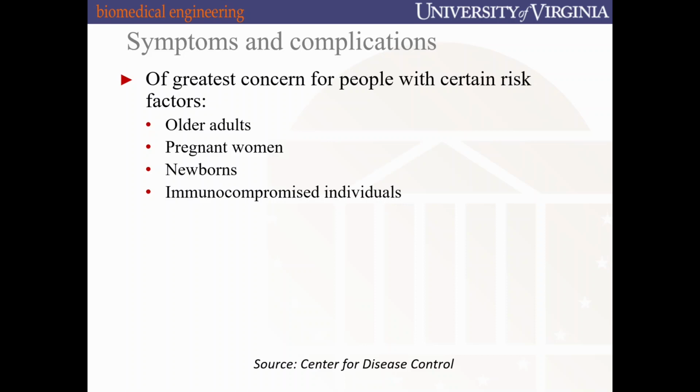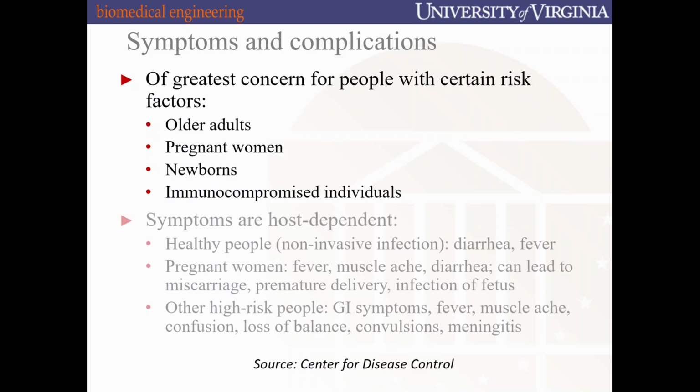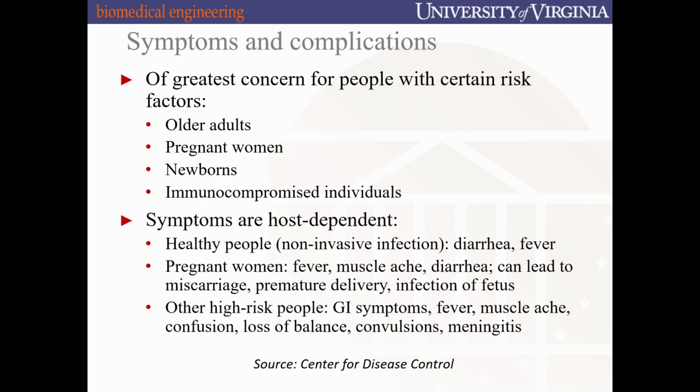These deaths from Listeria infection are more common in older adults, pregnant women, newborns, and immunocompromised individuals. Being in one of these groups is a risk factor for worse outcomes from Listeria, similar to how being older, male, and immunocompromised are risk factors for worse outcomes from COVID-19. The symptoms for otherwise healthy people include diarrhea and fever, what I'd call typical food poisoning. But Listeria infection can also cause miscarriage in pregnant women due to the infection spreading beyond the gastrointestinal tract, even to the fetus. In other high-risk individuals, the infection spreading to the central nervous system can lead to confusion, loss of balance, convulsions, and meningitis.